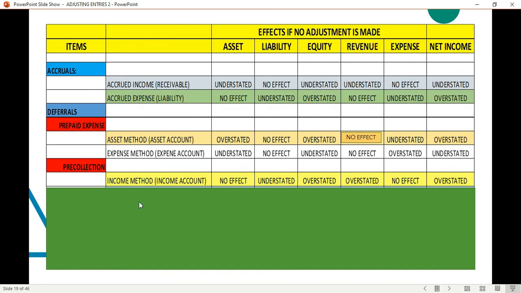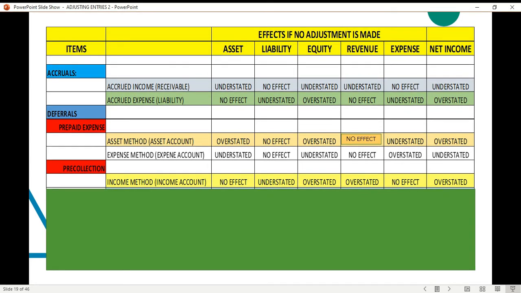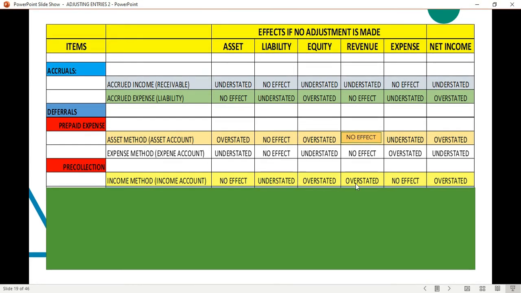Okay. Now, what will happen if you were not able to recognize income, or rather adjust your pre-collection, and you are using the income method? So take note, the accounts affected here will be liability and revenue. So you are using the income method, meaning the full amount was recognized as income or revenue.